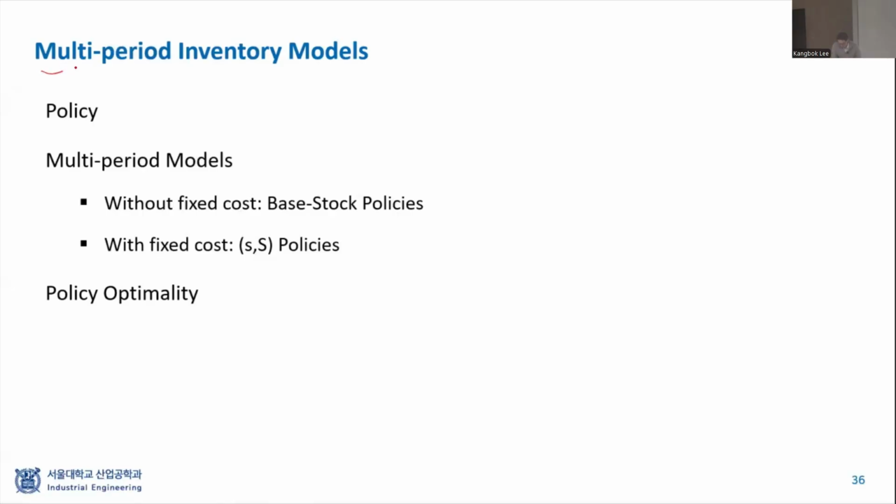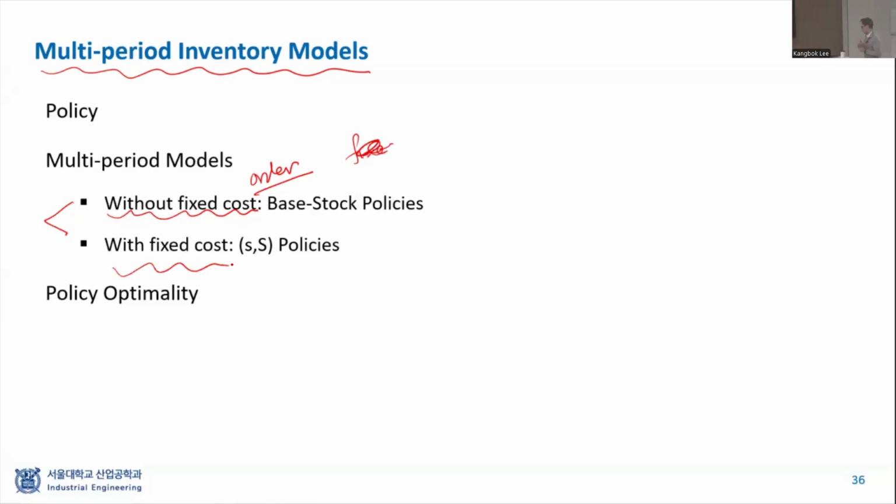So for the multi-period inventory model, we can think of two different structures or settings. The first setting is where for each order, we are not paying a fixed ordering cost. And the second case is a more complex case where we are paying a fixed cost for each ordering time. So you can think of this kind of fixed cost as a delivery cost.